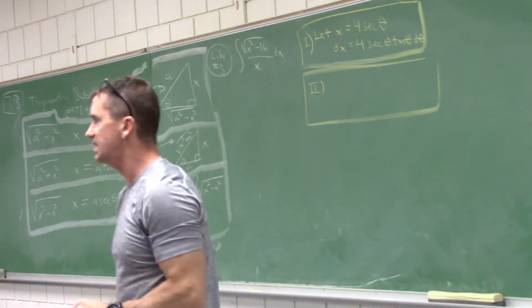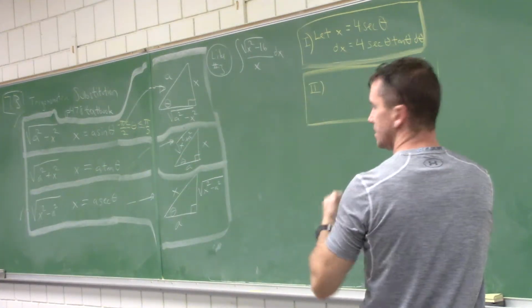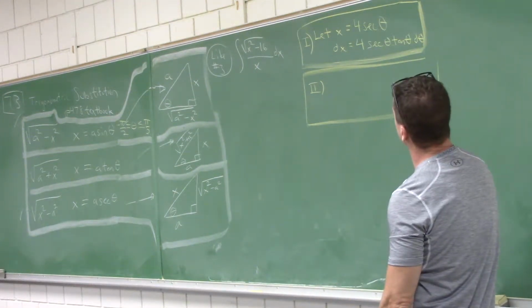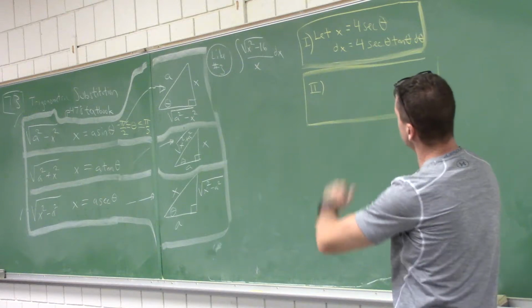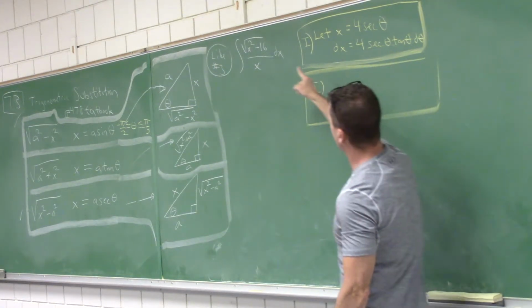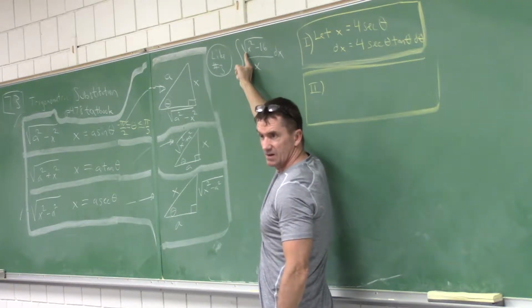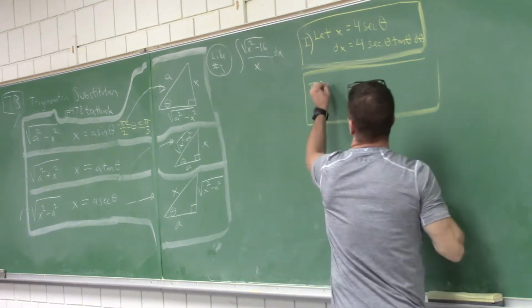And if you need to update your knowledge on these trig identities, or the trig derivatives, just take some time this weekend. Look at the trig sheet, make flashcards, stuff like that, whatever it takes to really get these down. All right, we took care of the x and the dx, but I need to do something for this radical, right?